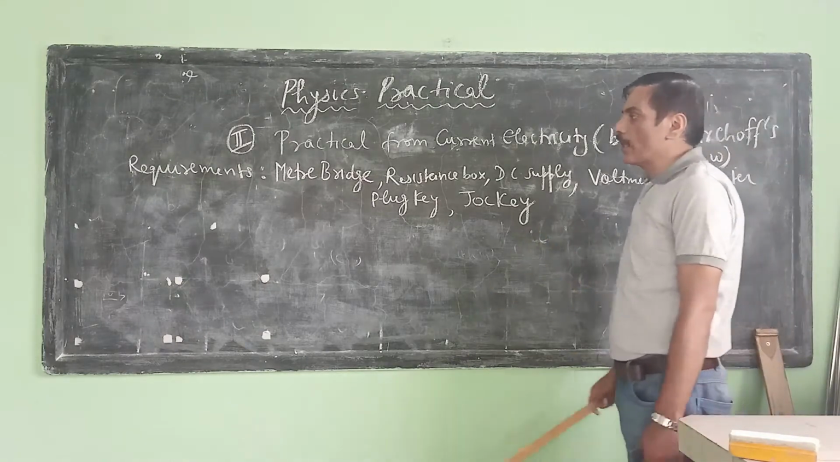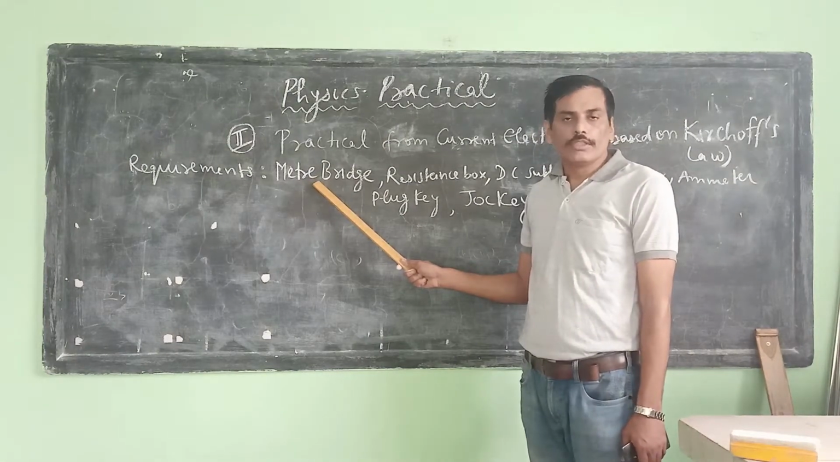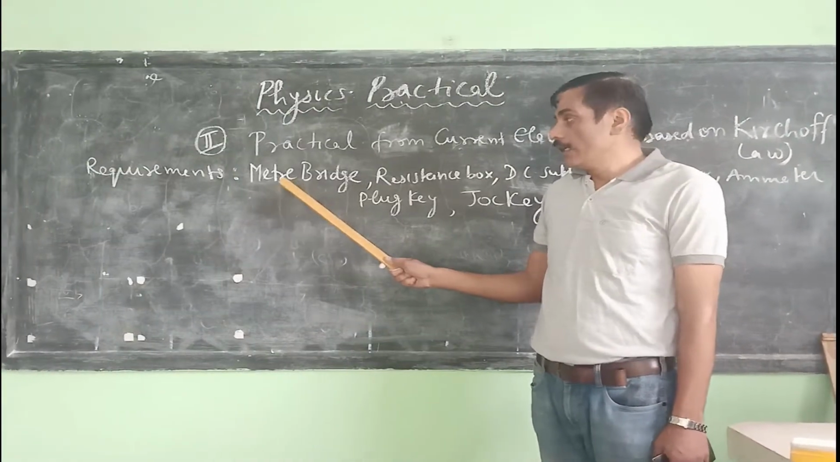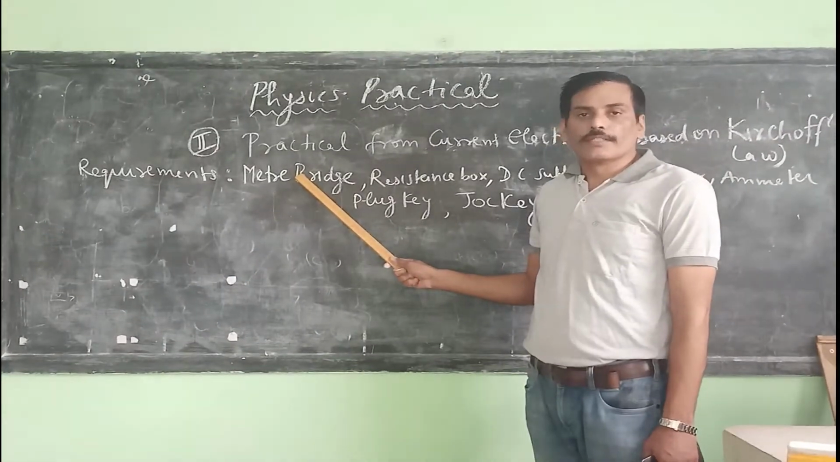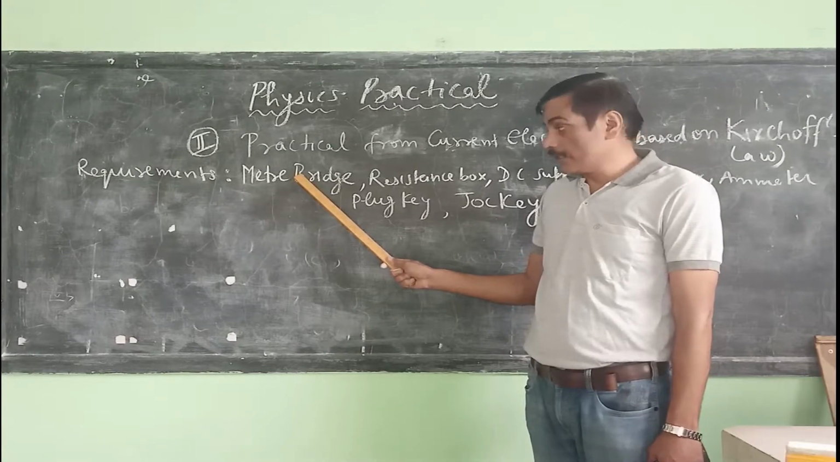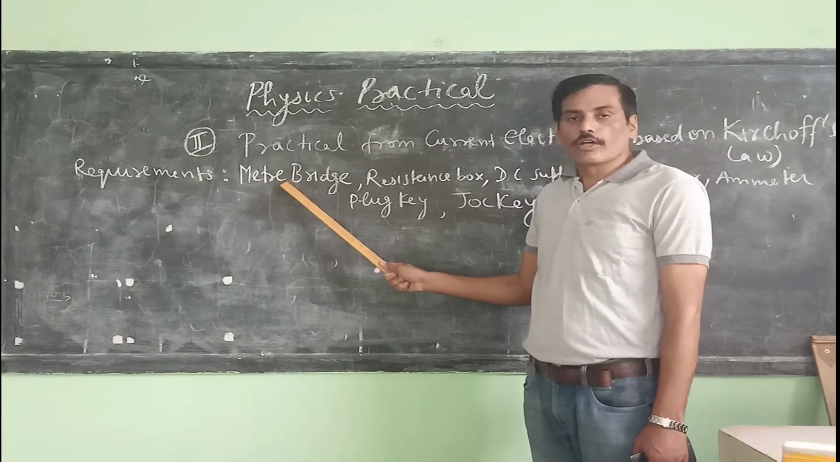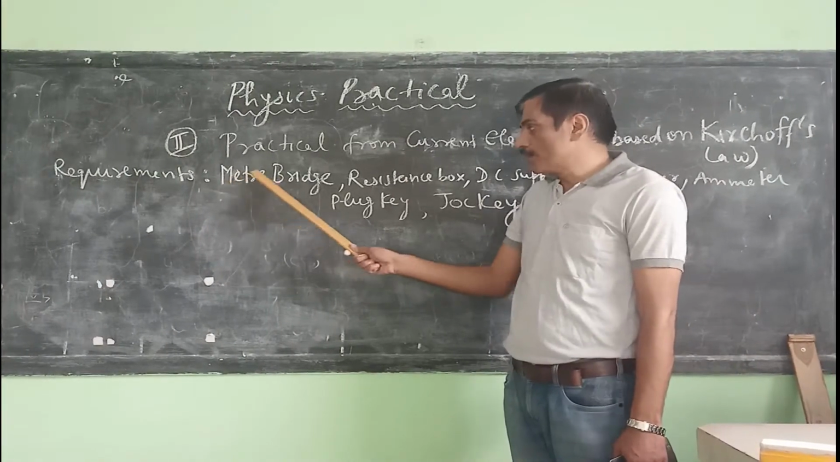What are the requirements now? Meter bridge. What is a meter bridge? It is actually a wooden board fitted with a 1 meter scale, and a wire is tightly fixed between the two ends. That is a constantan wire which has a fixed resistance. 1 meter wire fixed on a wooden board and connected between 2 points. So that's why its name becomes meter bridge.